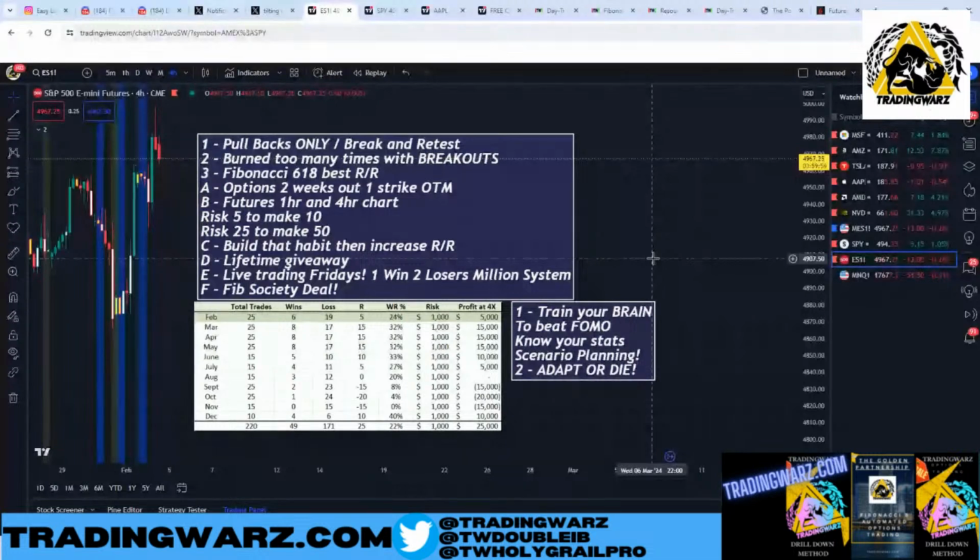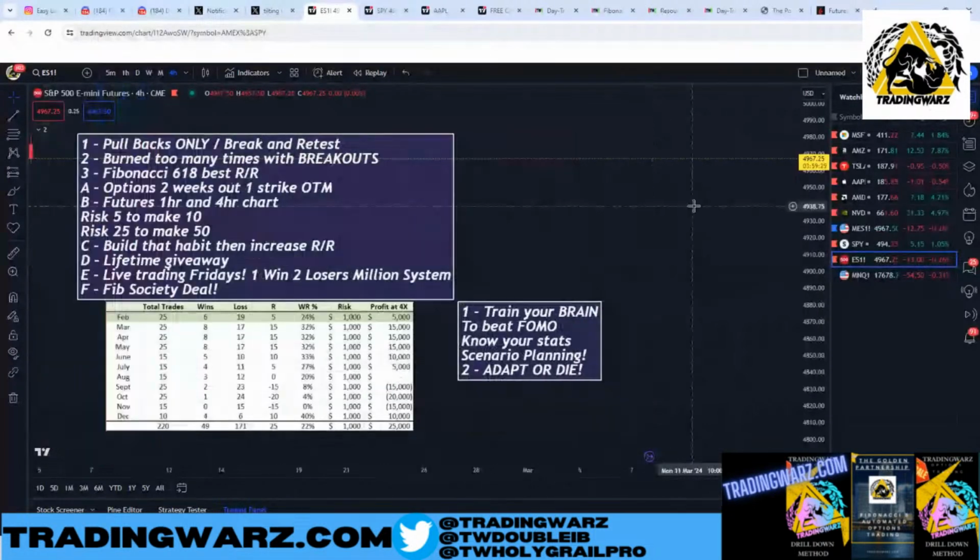First and foremost, my friends, if I were to start all over again, the first thing I would do is trade pullbacks only. I will never take a breakout. If my life depended on it, I would not trade a breakout. And the pullback comes down to two things: one is the Fibonacci, and the second one is the break and retest. I'll show you guys this right now.